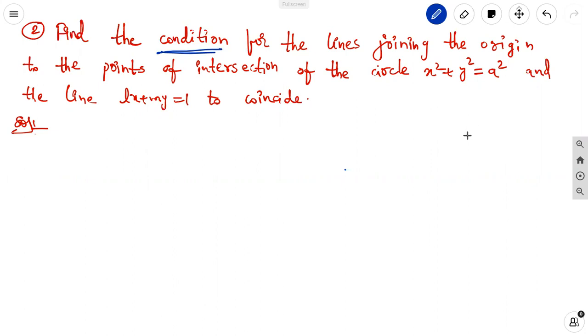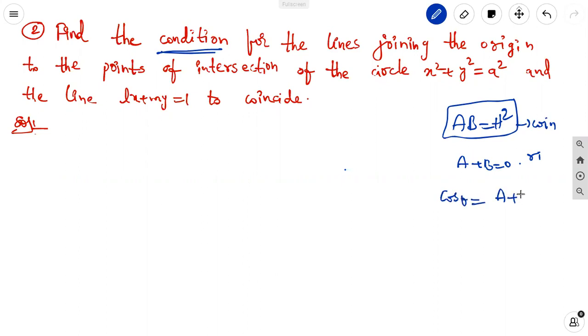0 degrees means cos is 1. The condition for the coincident is ab equal to h square, not a plus b. Coincident relation is ab equal to h square, and the right angle relation is a plus b equal to 0. And if any angle theta is there, then cos theta equal to (a plus b) by under root of (a minus b) whole square plus 4h square.